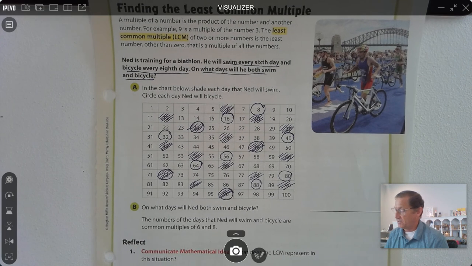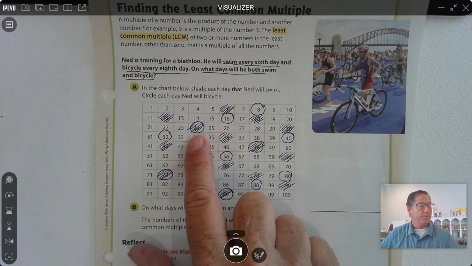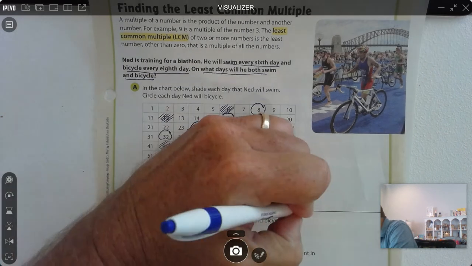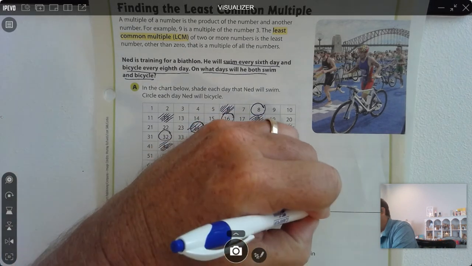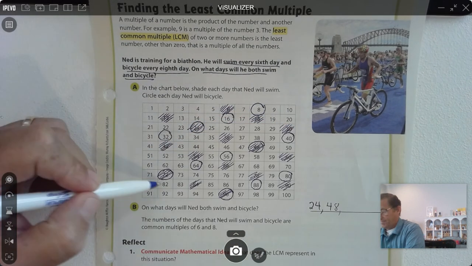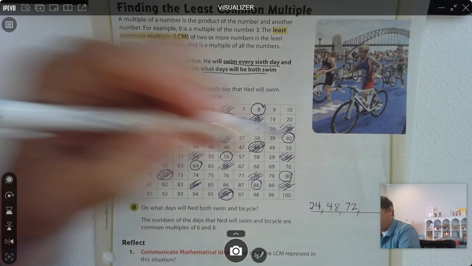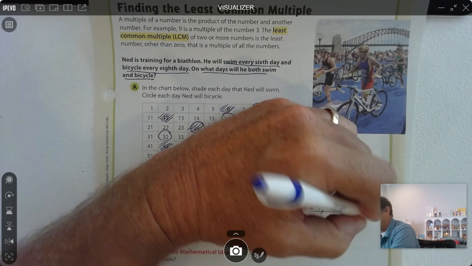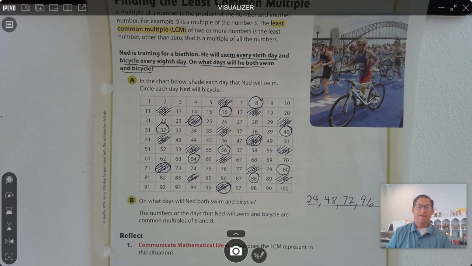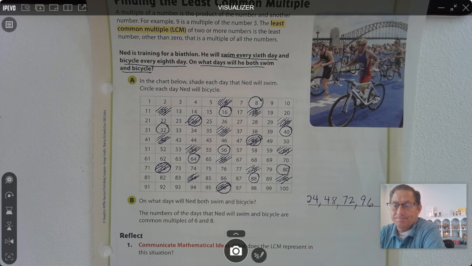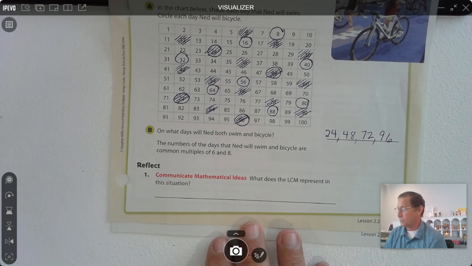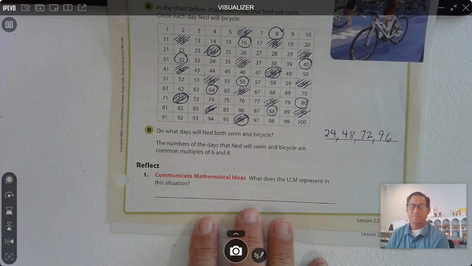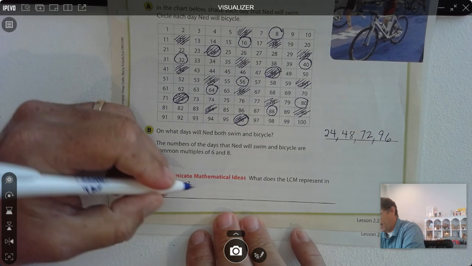Okay, so the first time we circled and shaded both was the 24th. And then the next one was the 48th day. And then the 72nd day, and finally the 96th day. So the days that Ned will swim and bicycle are common multiples of 6 and 8. So what does the least common multiple represent in this situation? Well, it represents the first day that he'll both swim and bicycle.